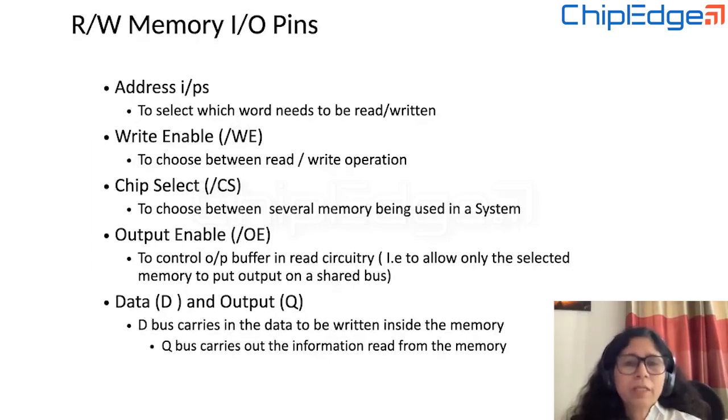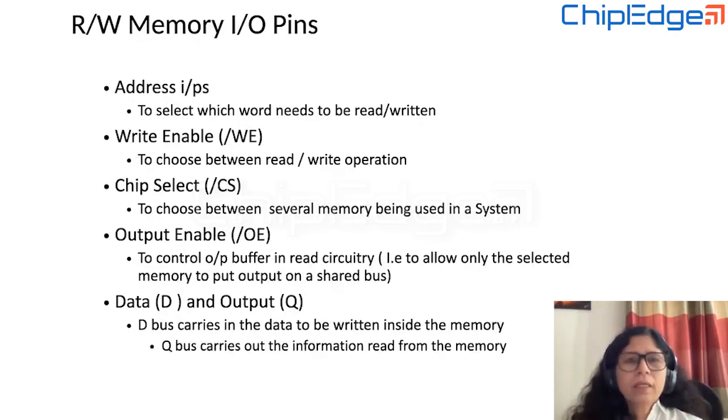Then output enable, because there are several memories at a time writing on the bus. So output enable is used to control which particular memory will put its output on the shared bus. And then we have data and output pins. The data pin carries the data which needs to be written inside the memory, and the output pin carries whatever was written inside the memory. Once you read that data, it comes on the output bus of the memory.